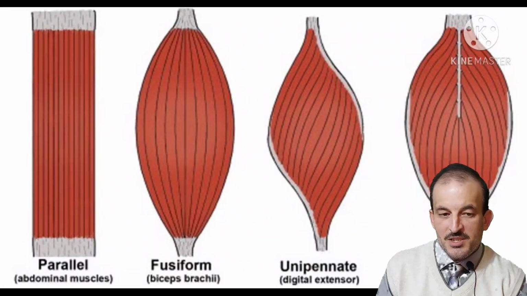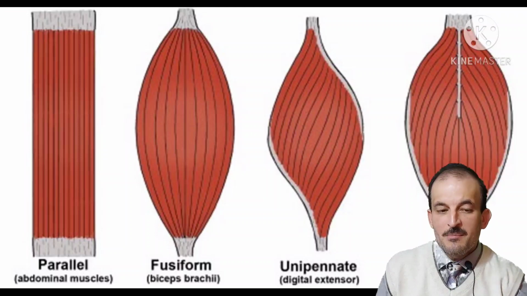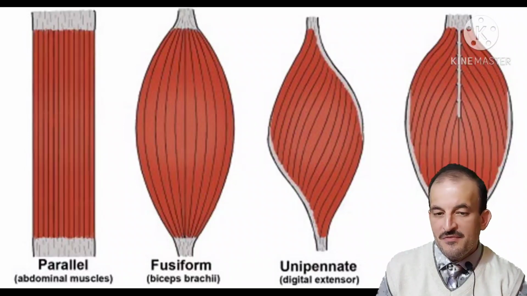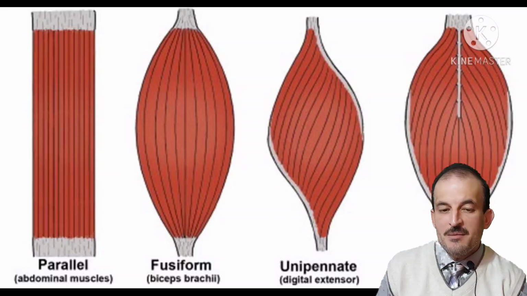In this classification, parallel, the first one from the left side, means the fibers are parallel to the tendon. Fusiform takes the spindle shape. Unipinnate means the fibers are attached to one side of the tendon. Bipinnate, which is feather-like, means the muscle fibers are attached from both sides of the tendon.